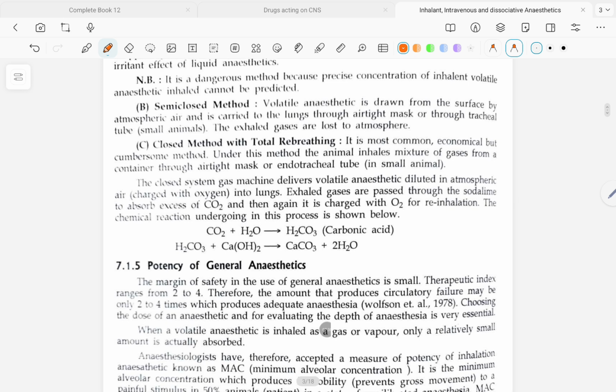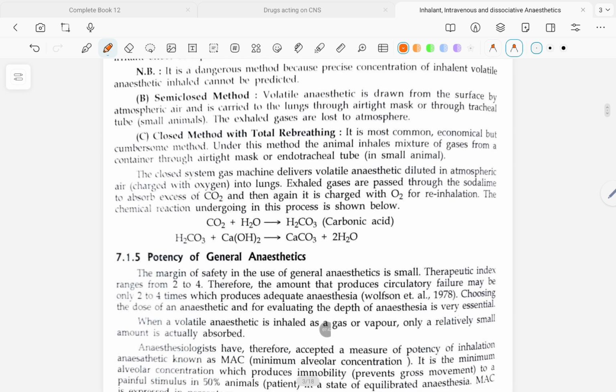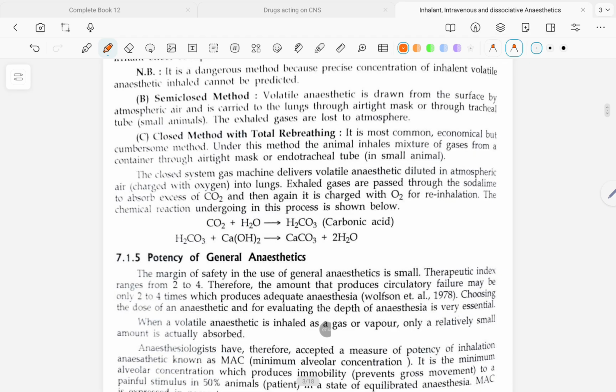Semi-closed method. Volatile anesthetic is drawn from the surface by atmospheric air and is carried to the lungs through a mask and or through a tracheal tube. In small animals, the exhaled gases are lost to the atmosphere.